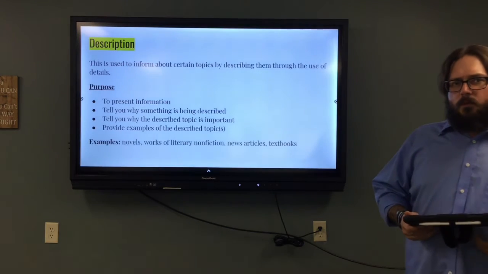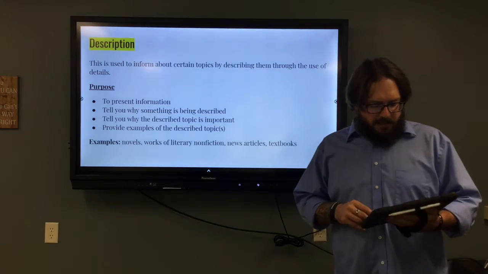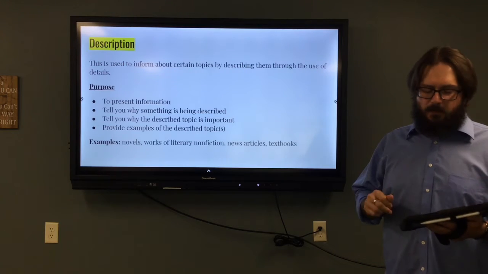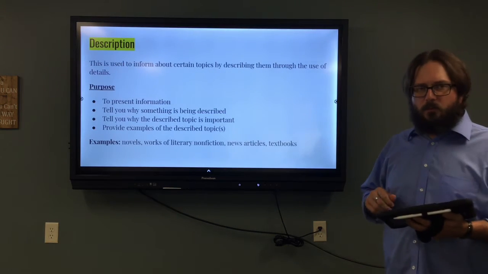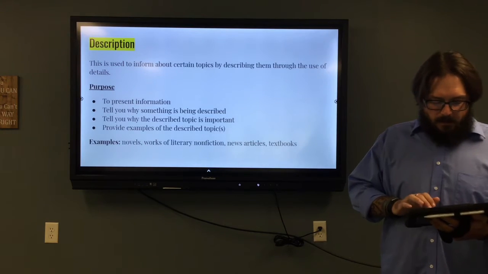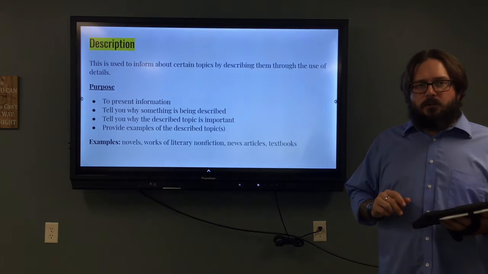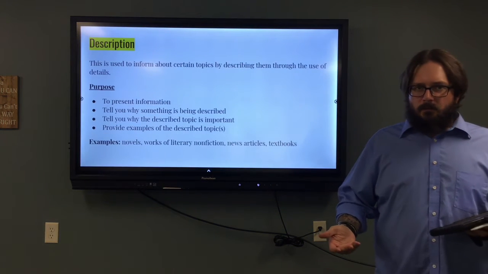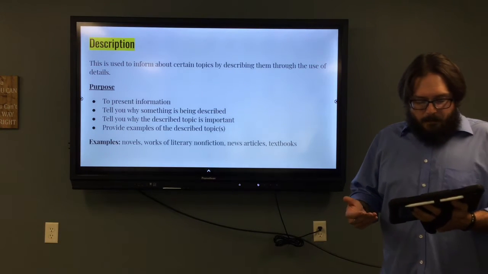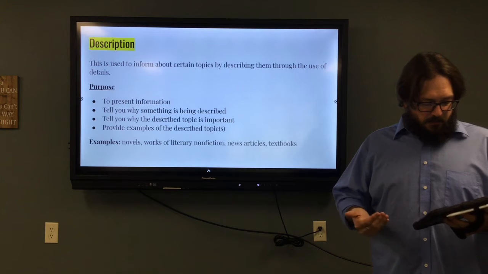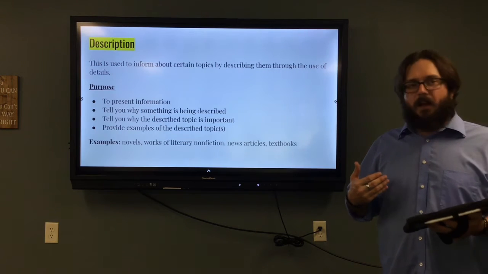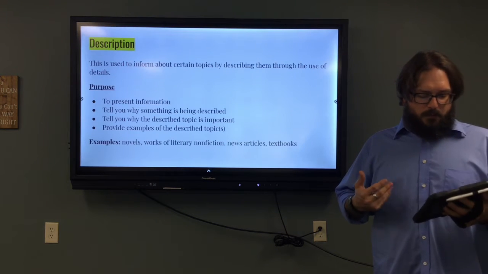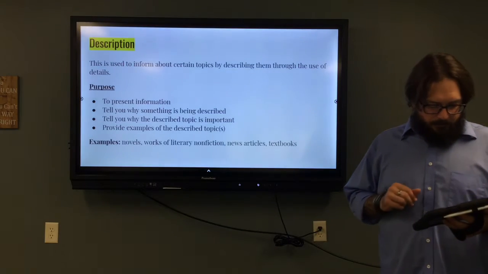So in our first lesson, we're going to be looking at the description text structure. This particular structure is used to inform about certain topics by describing them through the use of details. Typically, an author is going to use this structure to present information to the reader about a particular topic, maybe even tell you why something is being described, as well as why the described topic is important. And then finally, they will provide examples of the described topics.